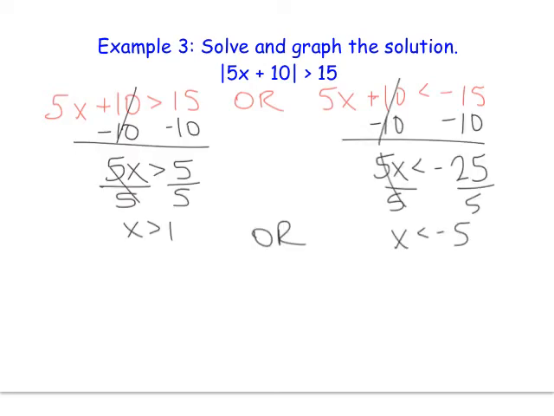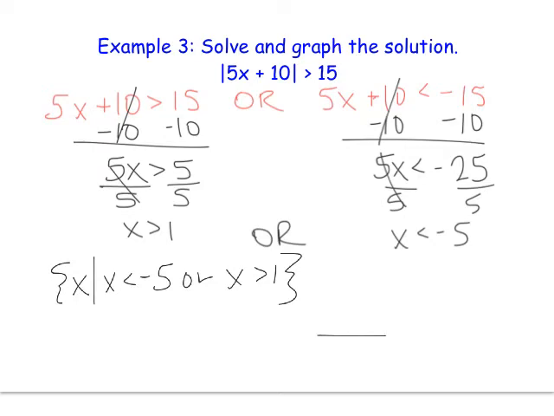Ta-da! So let's see if you got the same thing as me. x is greater than 1 or x is less than -5. If we're asked to put this maybe in set builder notation, we would write that as x such that x is less than -5 or x is greater than 1. And I put it in that order just because I like to put the smaller numbers first, and -5 was smaller than 1.